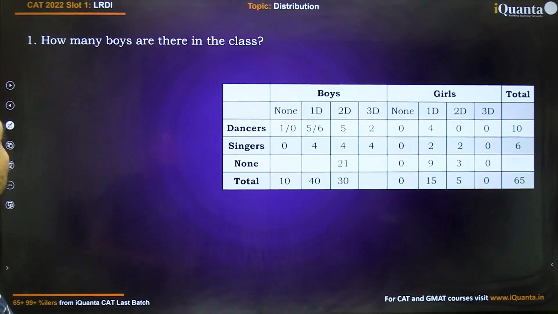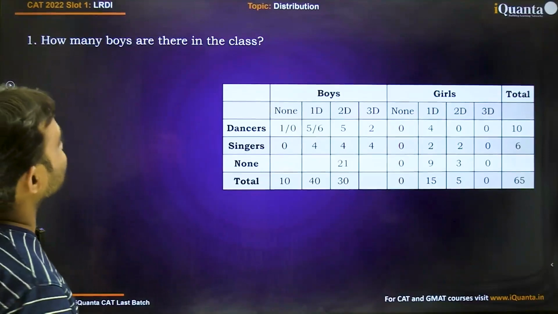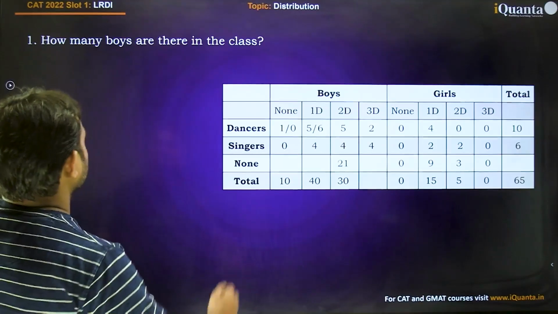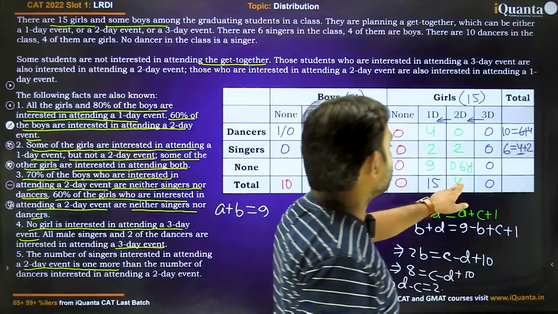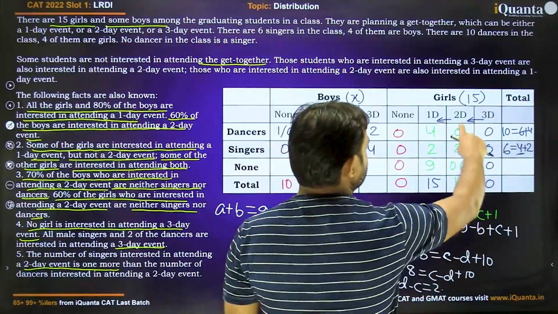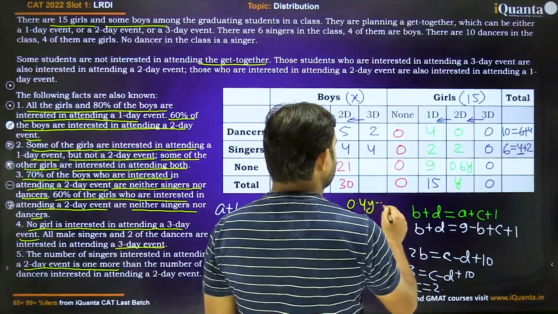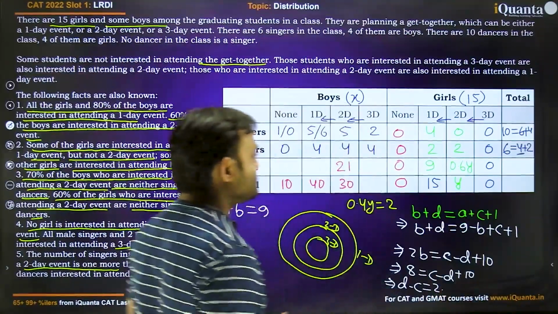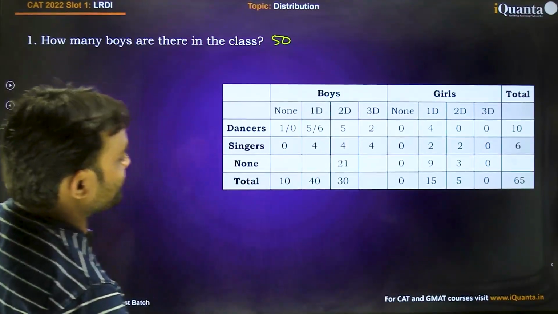How many boys are there in the class? We can say 50, right? So, the answer for this will be 50. Now, in the previous one, what will be the value of y? It could be figured out very easily, because as you can see, 0.4y is equal to 2, so 0.6y will be 3 and y will be 5. So there is nothing much to discuss here. So the answer for the first question will be 50.